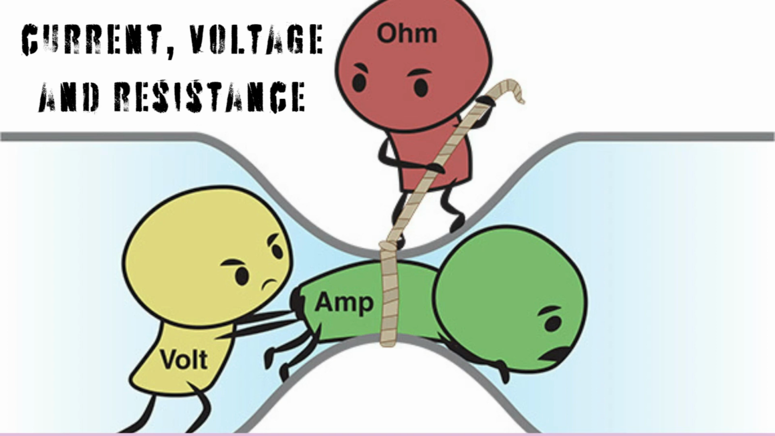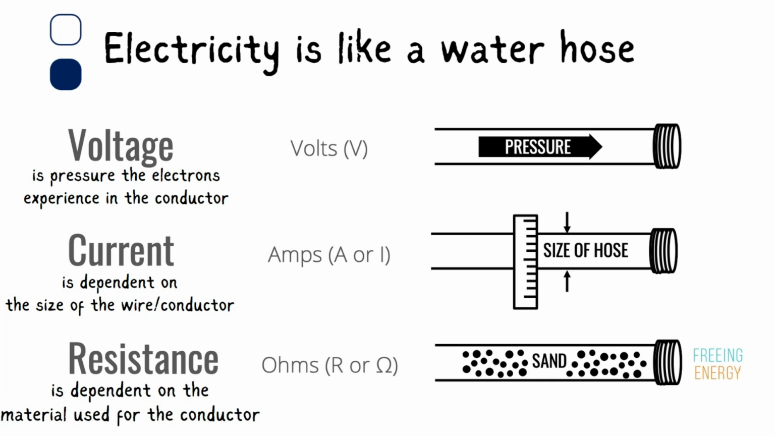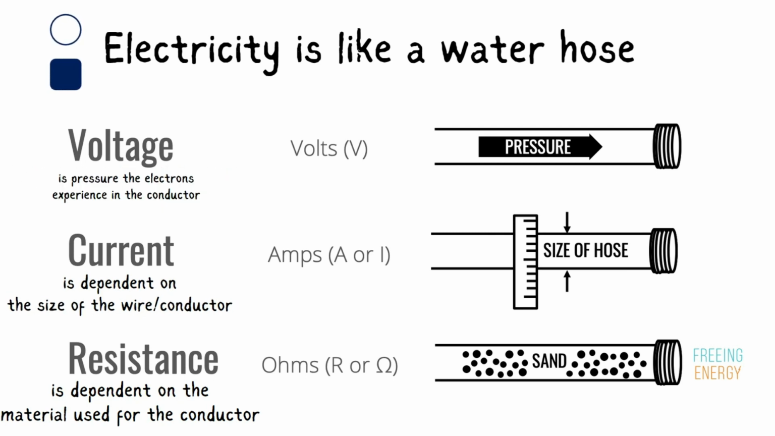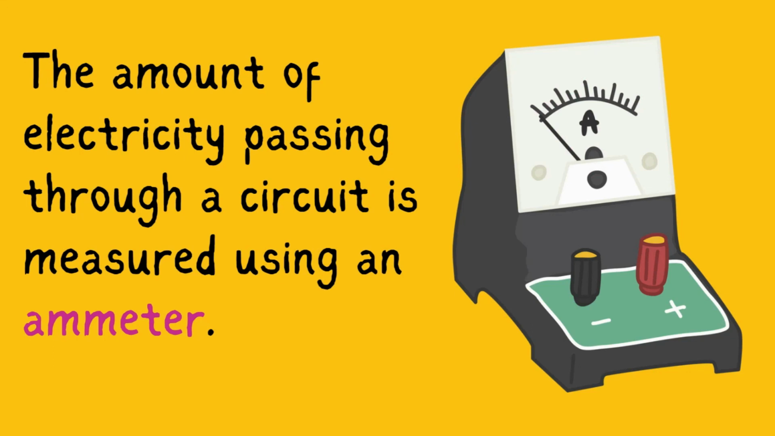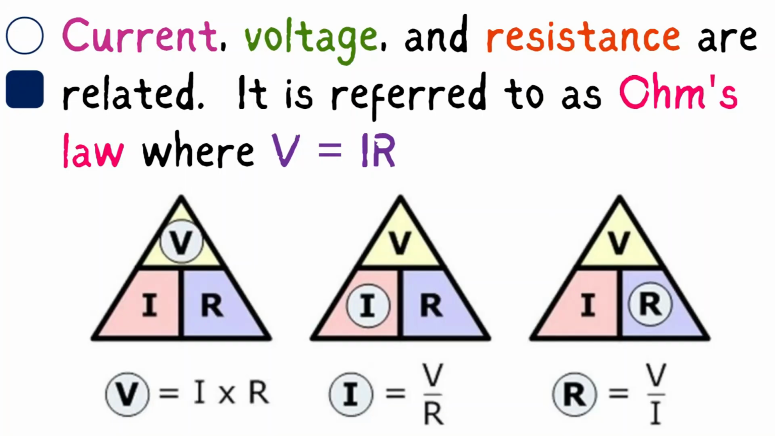Current, voltage, and resistance. Electricity is like a water hose, where voltage is the pressure the electrons experience in the conductor, current is dependent on the size of the wire or conductor, and resistance is dependent on the material used for the conductor. The SI unit of electricity is amperes. The amount of electricity passing through a circuit is measured using an ammeter.